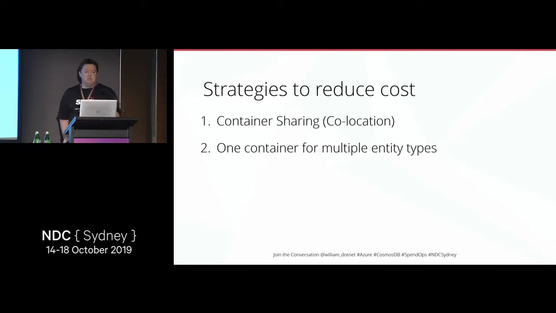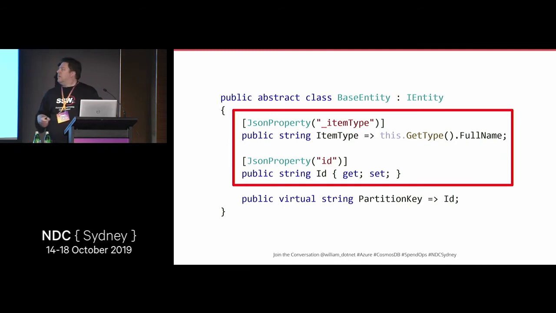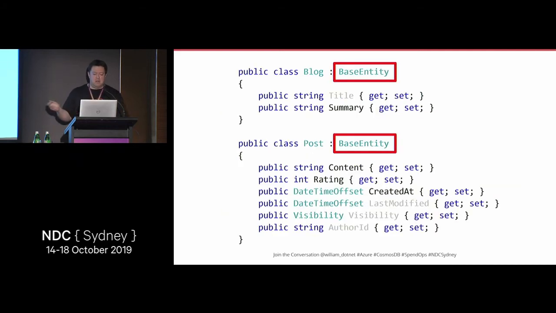And one thing that we can do, in the example from before, I had 3 containers, one for each entity type. But what we can do is to use co-location. So those 3 entity types can all live in a single container. And what we'll have to do is just give everything the same ID and add a discriminator property. In real code, this is what it might look like. So we're using the .NET full name for that type as the item type property. And our other entities in the database inherit from this base entity.